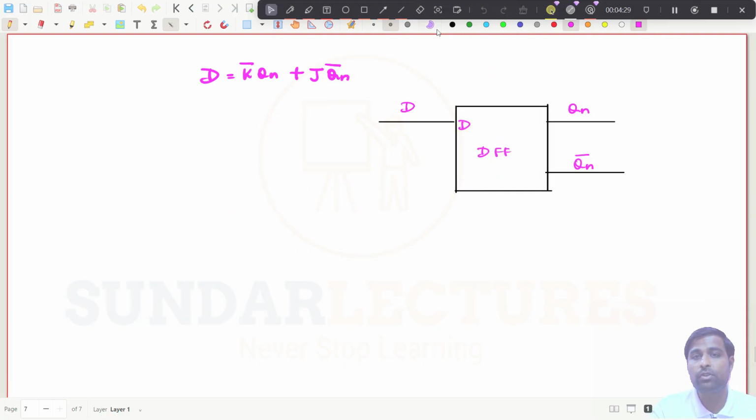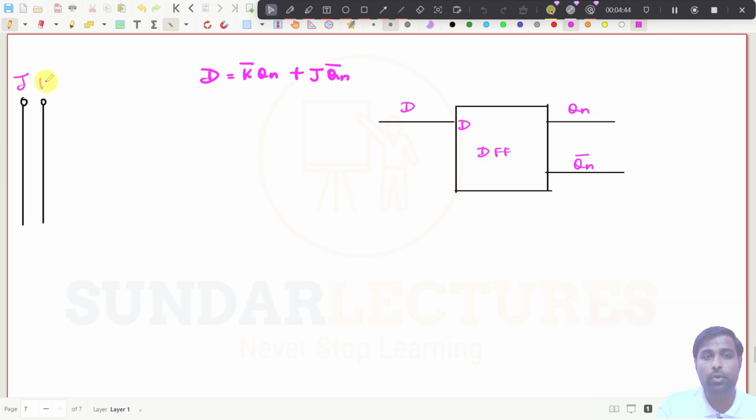And what are the inputs you have with you? You have 2 inputs. J is one input, and K is the other input. So I will just write it down. The point is we need to put this plus here, so we need to put an OR gate here. So one OR gate should be drawn.